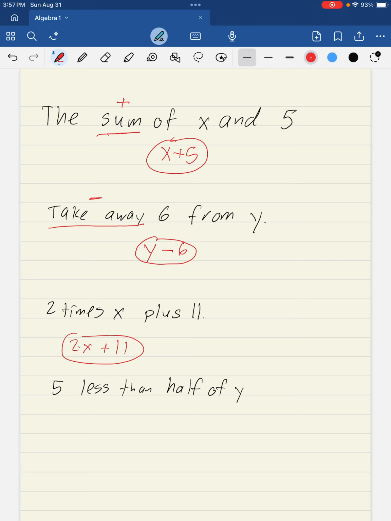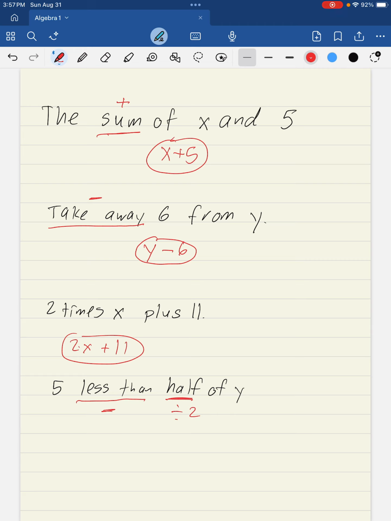The last one is kind of tricky because there are two tricky parts, in my opinion. 5 less than half of y. Well, less than is minus. What does half mean? Well, it means divided by 2. Half of something, you split something in half. So, 5 less than half of y.